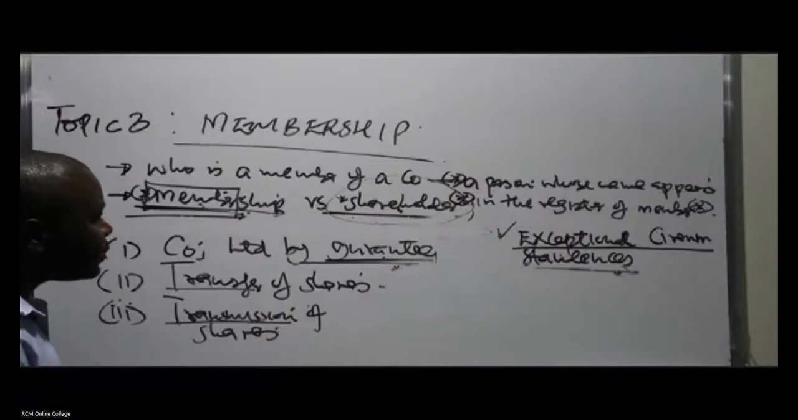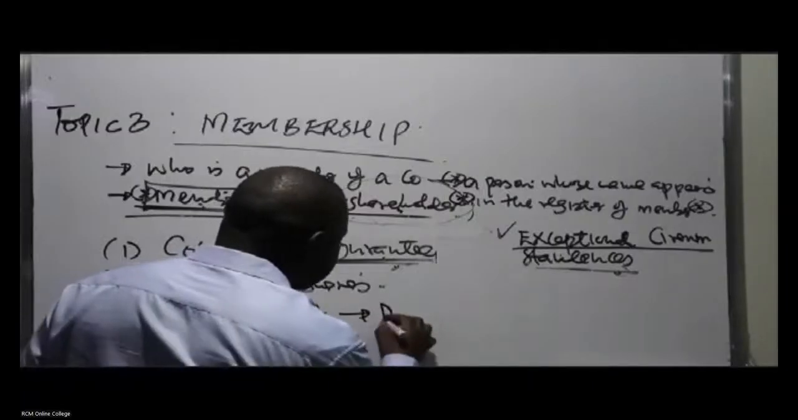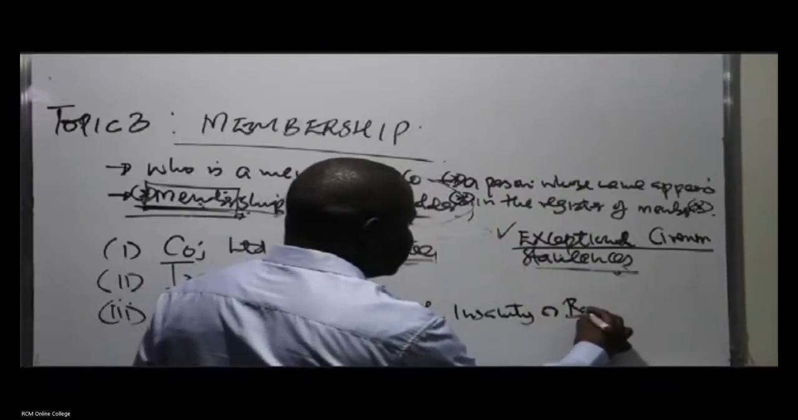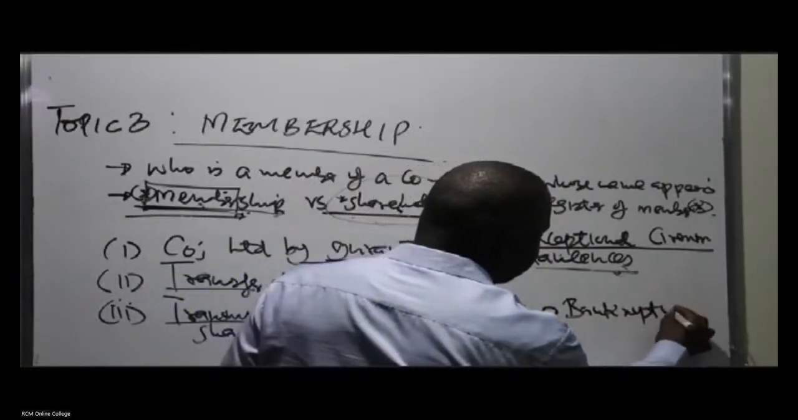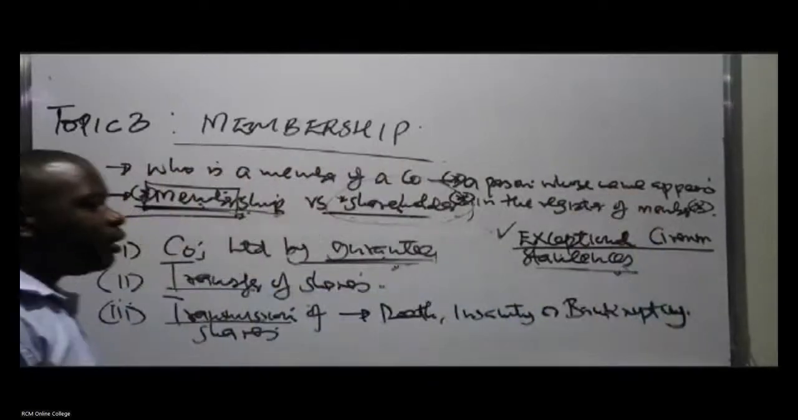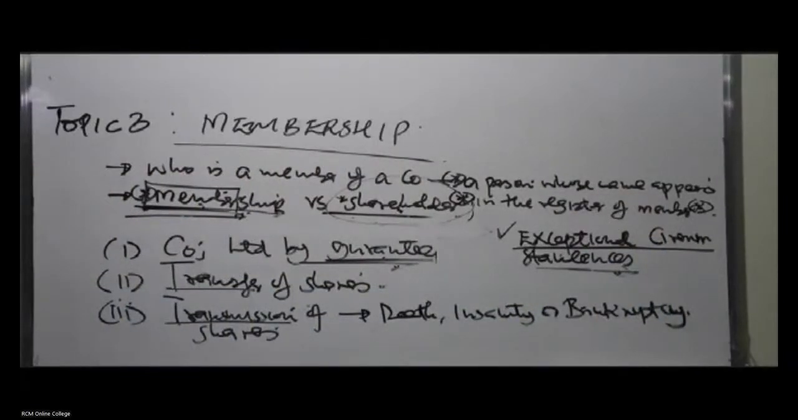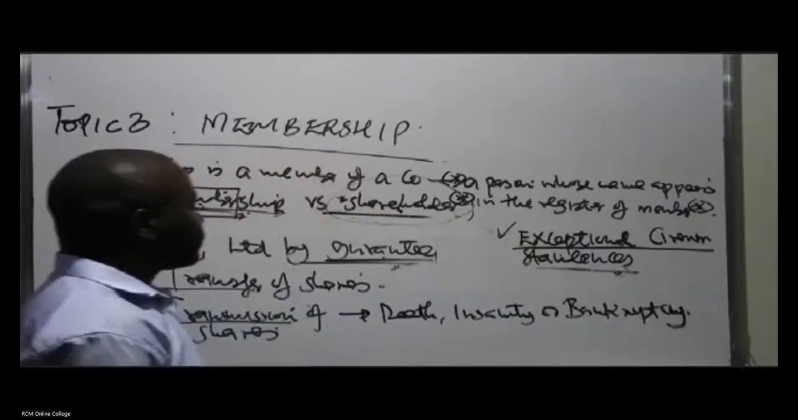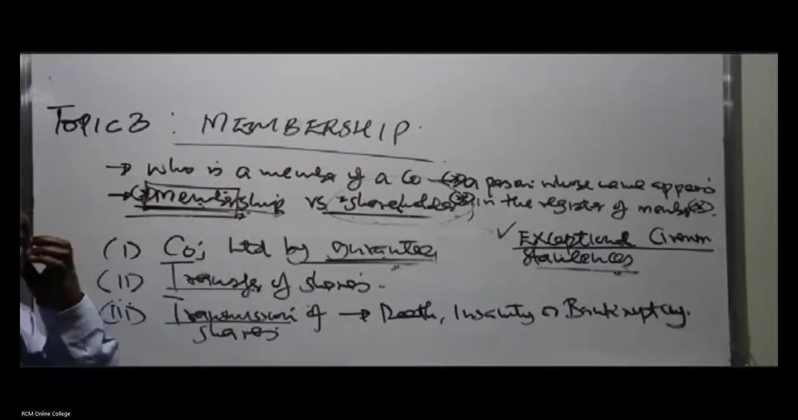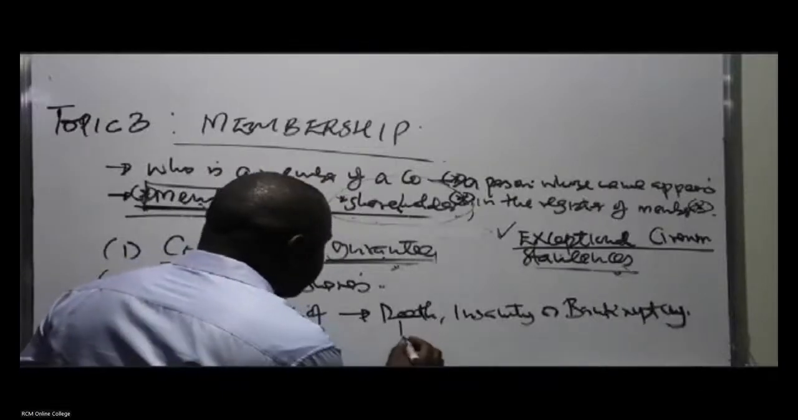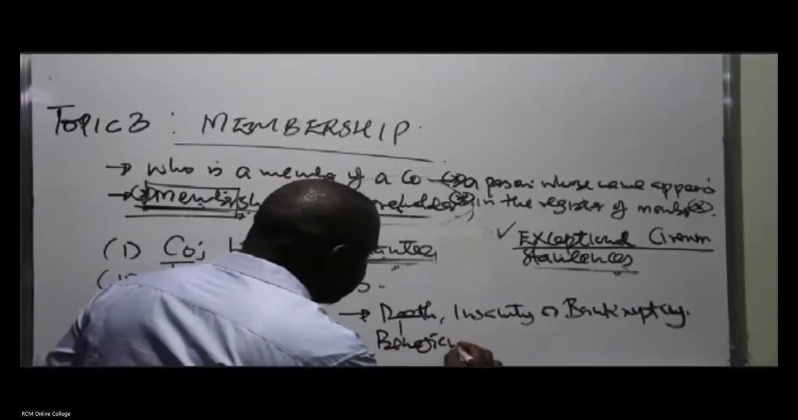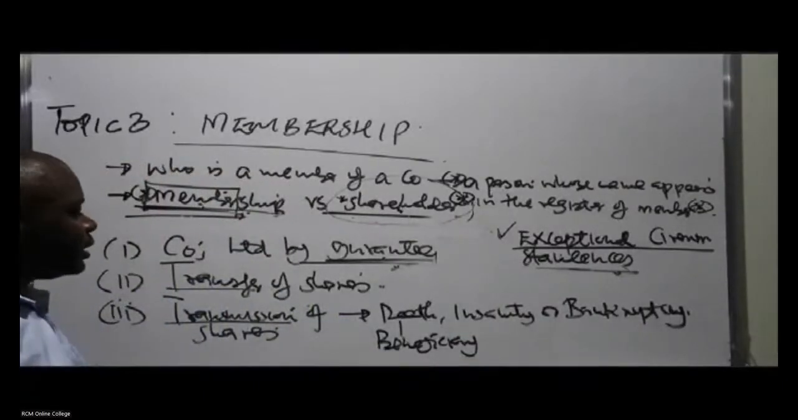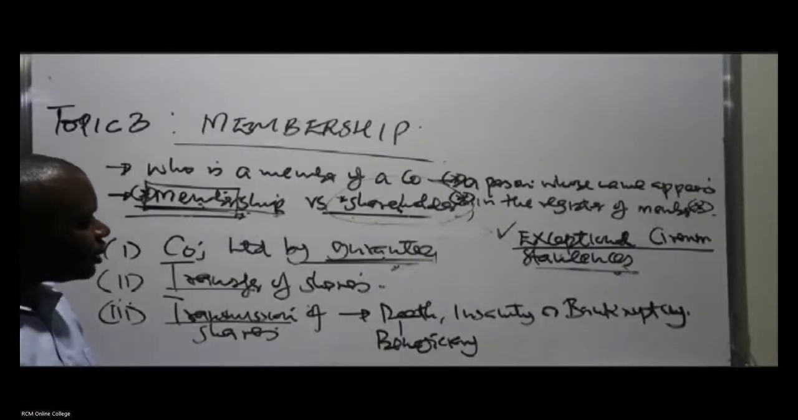Under transmission, it occurs in a situation where there is death, insanity, or bankruptcy of a member or a shareholder of the company. So, of course, in case of death, these shares have to be transmitted to the beneficiary. Maybe there's a will, a will which has not been disputed, because we can see most of these wills are being disputed. There's a will, and he has mentioned what? The beneficiary.